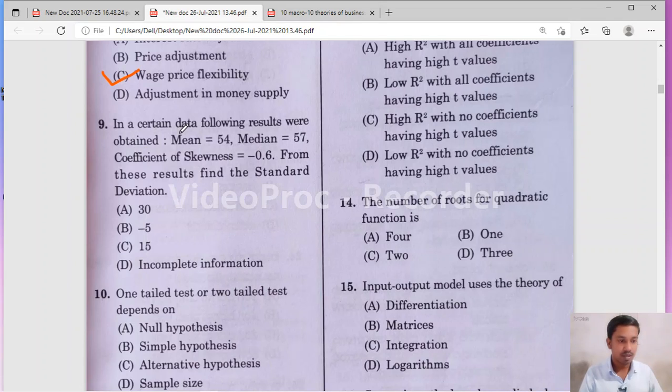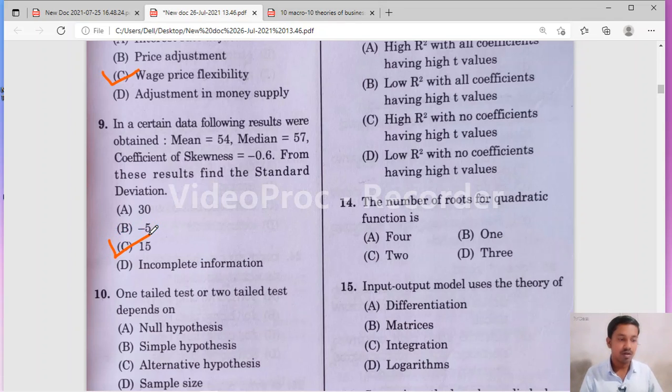Next, question number 9. In certain data, following results were obtained. Mean is 54, median is 57, coefficient of skewness is minus 0.6. From these results, find the standard deviation. Option A, 30. Option B, minus 5. Option C, 15. Option D, incomplete information. Yes, here the right answer is option C, 15 is the correct answer.